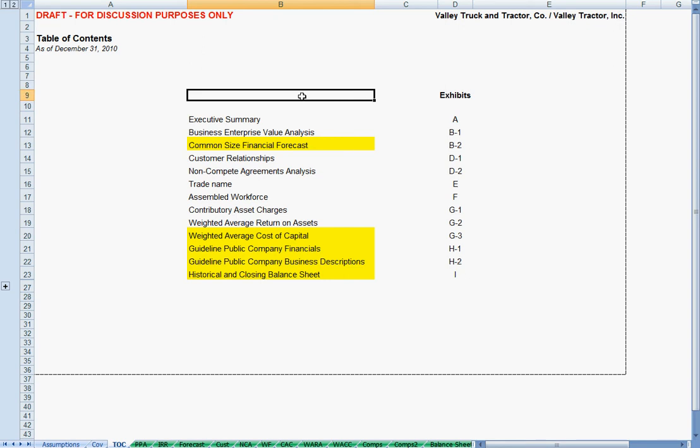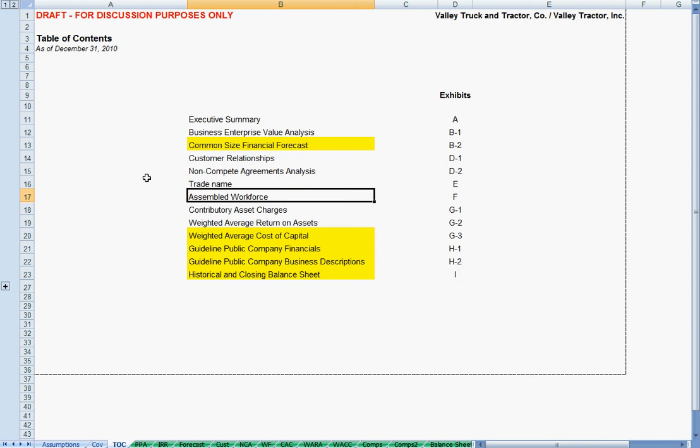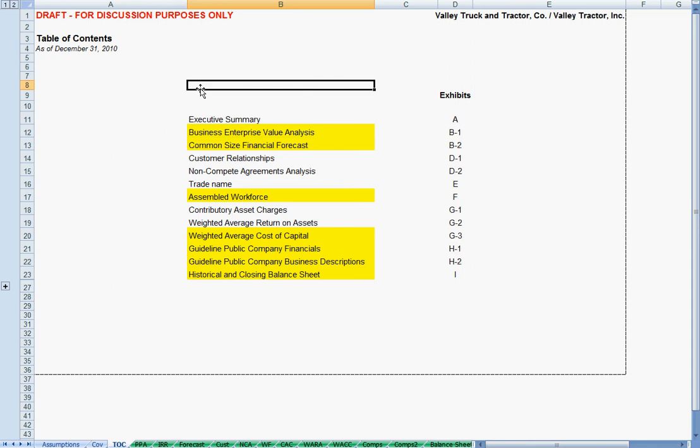So compiling those spreadsheets is important, and actually provides the basis for the remainder of the model. The next steps in this model become a little more analytical. Assembled workforce is something that can be compiled as well without doing the analysis about the rest of the model, and that's typically done at the initial stages of building the model. Then the next section would be the business enterprise valuation.